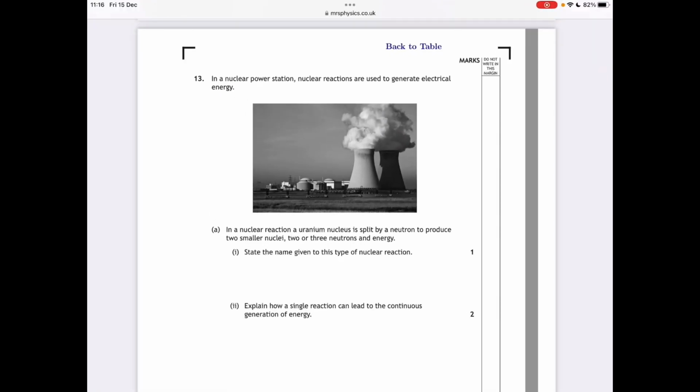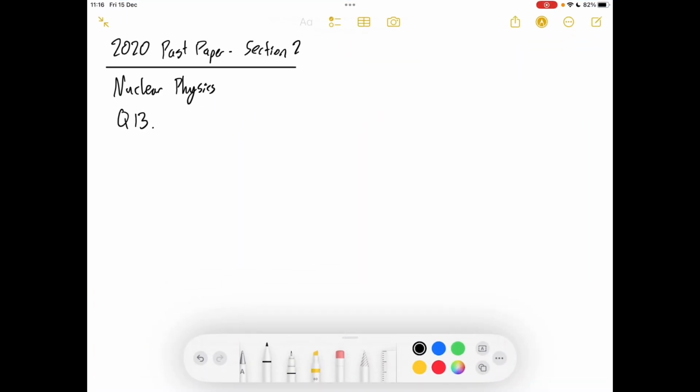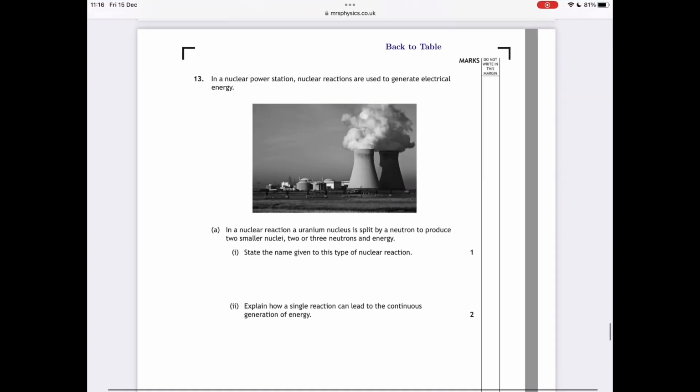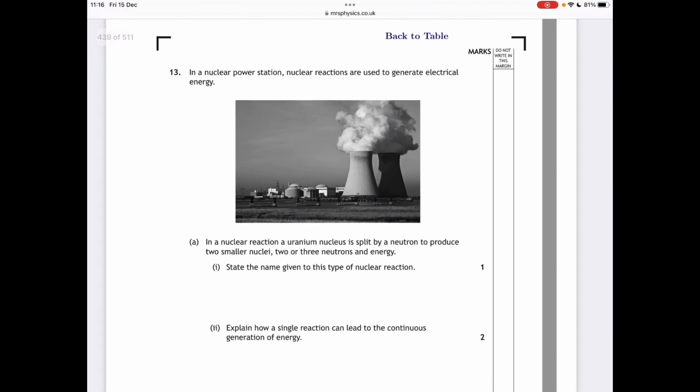So, this question is again from the 2020 past paper, section 2, question 13, as we can see here. So it's 2020 past paper, section 2, question 13, and it's on nuclear physics. So, if we look at the question here, in a nuclear power station, nuclear reactions are used to generate electrical energy. In a nuclear reaction, a uranium nucleus is split by a neutron to produce 2 smaller nuclei, 2 or 3 neutrons, and energy. State the name given to this type of nuclear reaction.